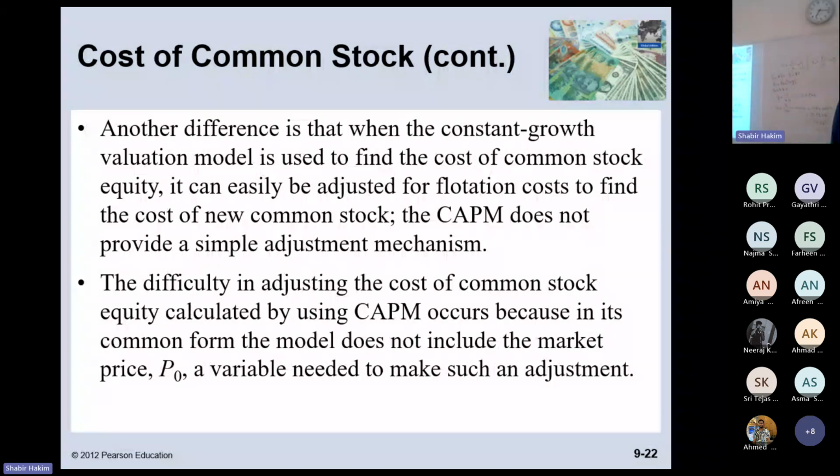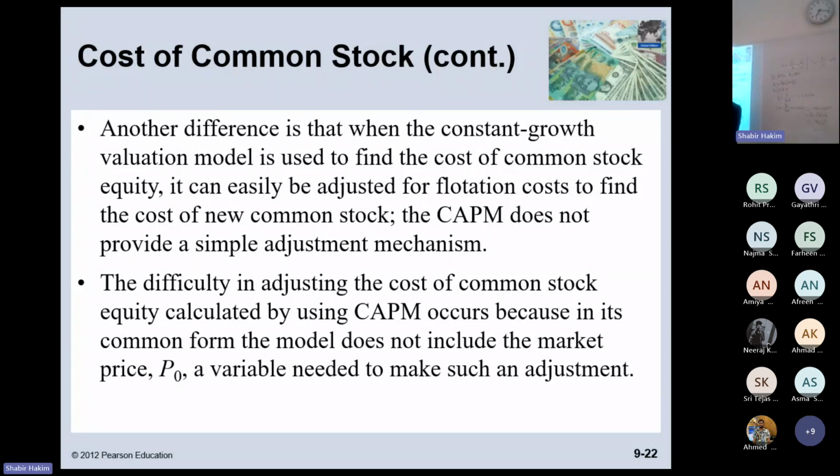Another difference when the constant growth model and the CAPM are used is that the common stock cost can easily be adjusted for the flotation cost when finding the cost of new common stock. The CAPM does not provide a simple adjustment mechanism. So again, remember we said if we are issuing securities, we have to include the cost of flotation, usually called underwriting costs. In that case, we cannot ignore that important component of the cost. Because in this case, the more reliable, or more relevant, method will be the GGM method, not the CAPM method.